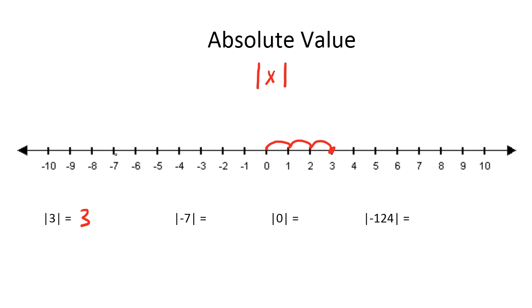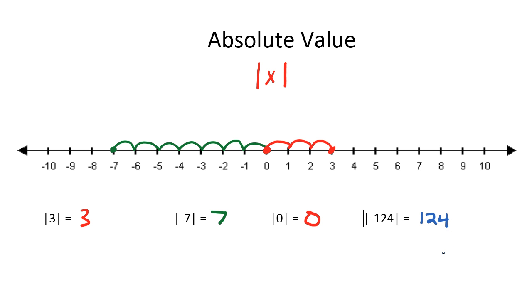Now when we look at -7 and we count the units, we get 1, 2, 3, 4, 5, 6, 7 units from 0, so the absolute value is 7. Now when we talk about the absolute value of 0, we're seeing how far 0 is from 0. Well, the answer is 0, so the absolute value of 0 is 0. Now if I look at the absolute value of -124, it's clear off the end of our number line, but if you see the pattern, you can tell that the absolute value would be 124.